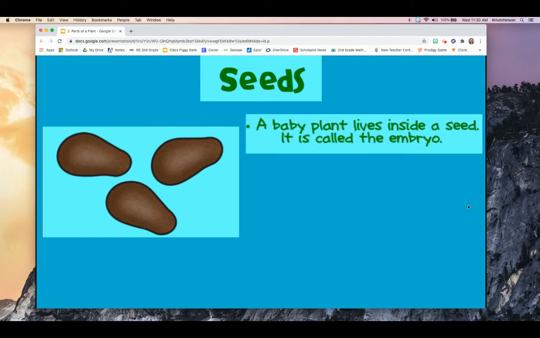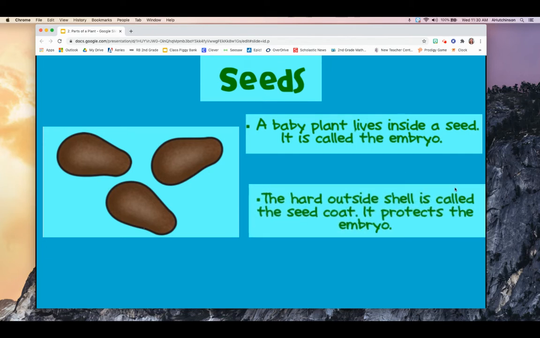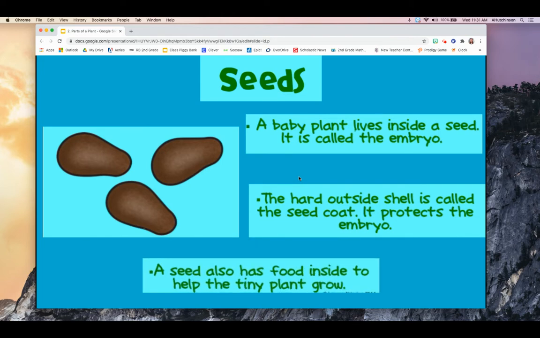For example, a baby plant lives inside a seed. It is called the embryo. Also, the hard outside shell is called the seed coat. It protects the embryo. Finally, a seed also has food inside to help the tiny plant grow.